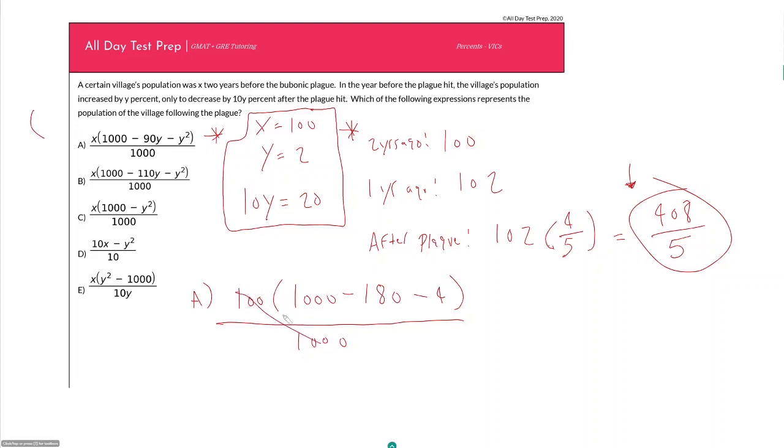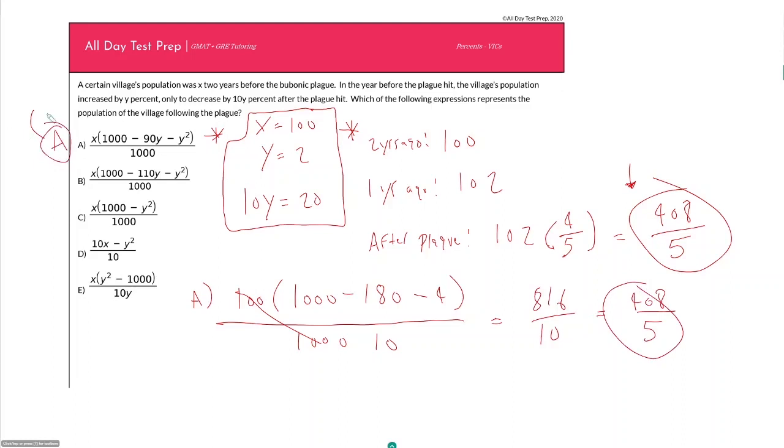So for example, here, I can cancel this out. And so 100 over 1,000 is just the same as 1 over 10. So here I'm just left with 1,000 minus 180, which is what? 820 minus 4. So 820 minus 4 should be 816 over 10. And lo and behold, I can divide each of these guys by 2 and I get 408 over 5. And so I would stop here if I were testing numbers and I would say A is the answer choice.